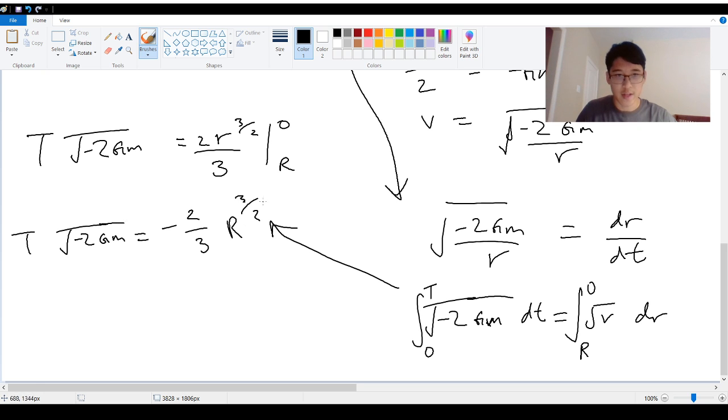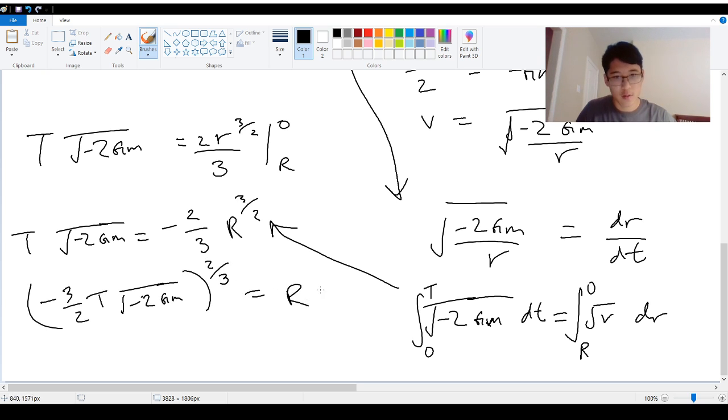Okay, so now if we isolate r, we get negative 3/2 t times the square root of negative 2GM, and this entire thing is raised to the power of 2/3. That's equal to r, right? So if we simplify this slightly, r is equal to, I'll write this to the power of 1/2.